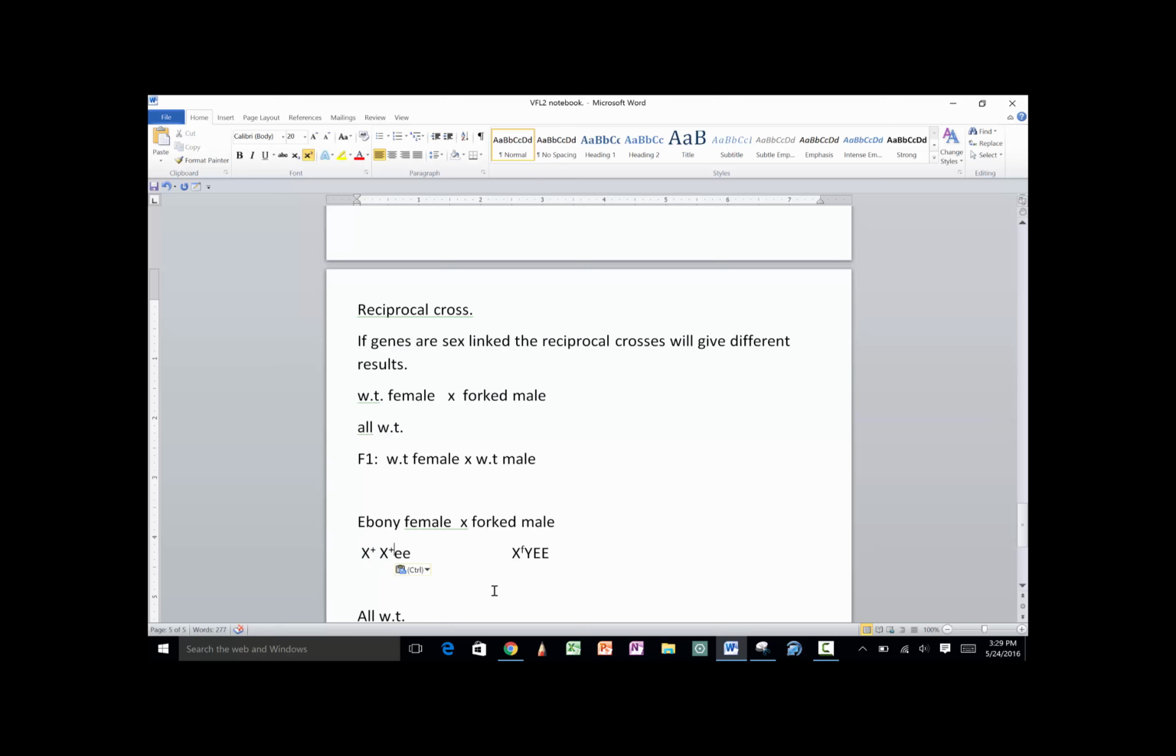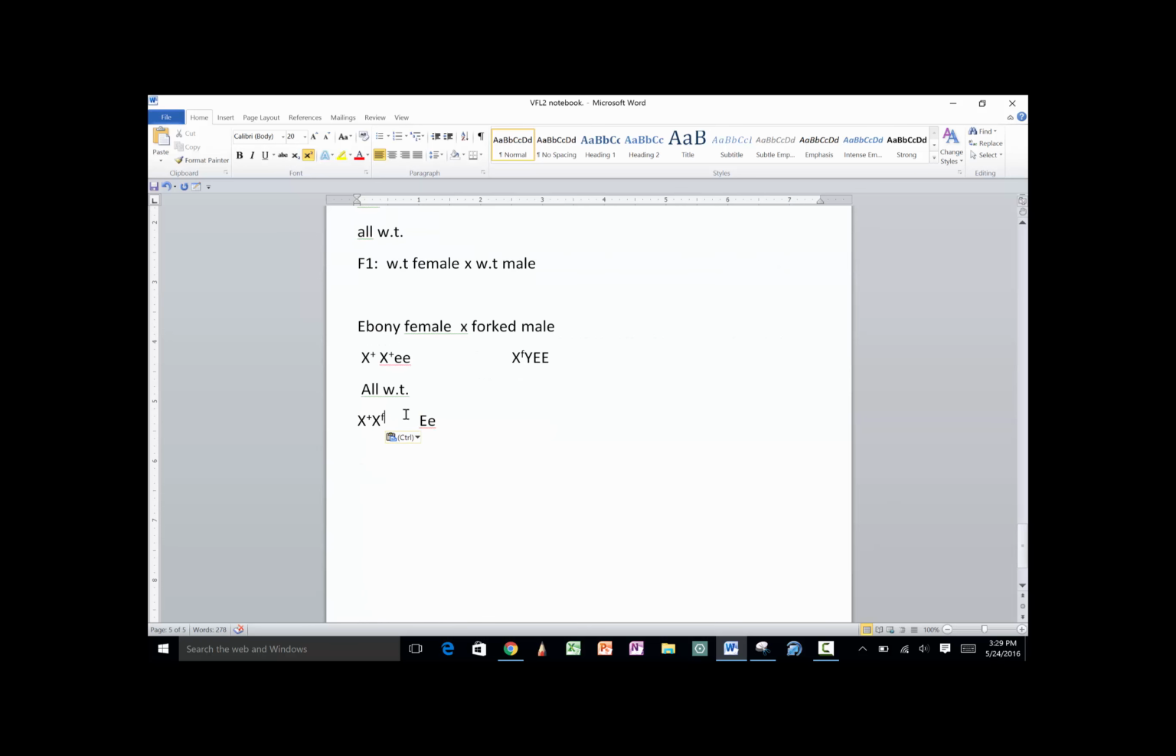So now we got that. All right, that's cool. So that's our parent cross, our F1s. Got an X chromosome from mom, X chromosome from dad. And so that's the female, wild type. Heterozygous for forked, heterozygous for ebony.